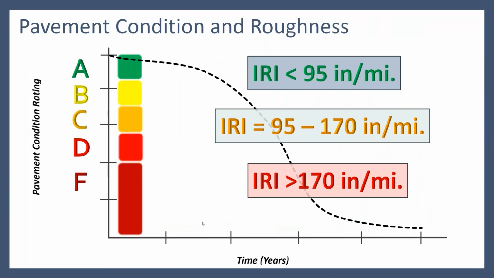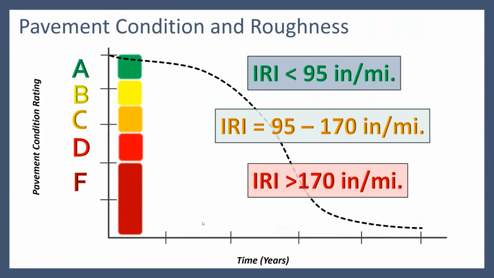Now, pavement condition and roughness. There are a lot of sources out there that will show that your IRI, or International Roughness Index, can be a key factor in knowing how to manage your network. The IRI, if you are less than about 95, that would be considered good condition. 95 up to 170 inches per mile, medium. And if you're over 170 inches per mile, and this is a scale of roughness, then that's something that's going to need some major work done.